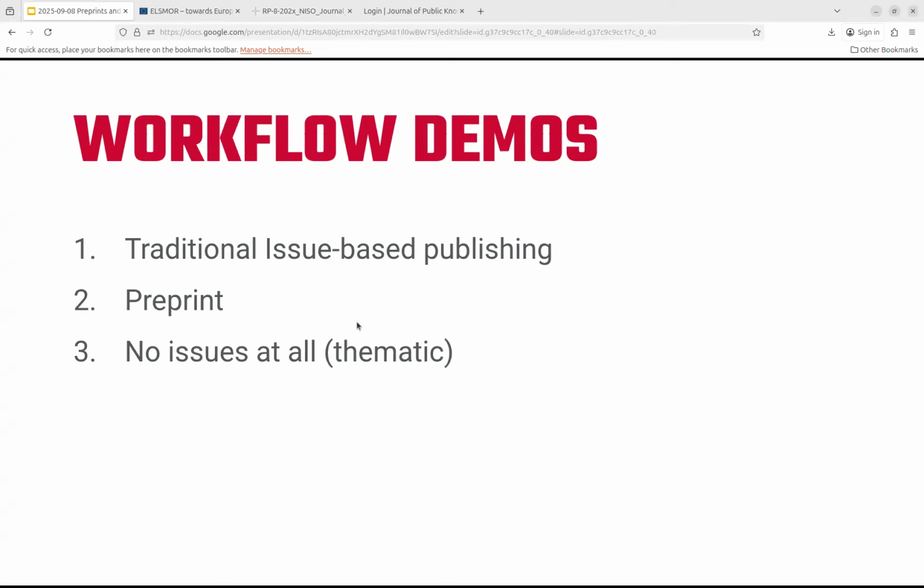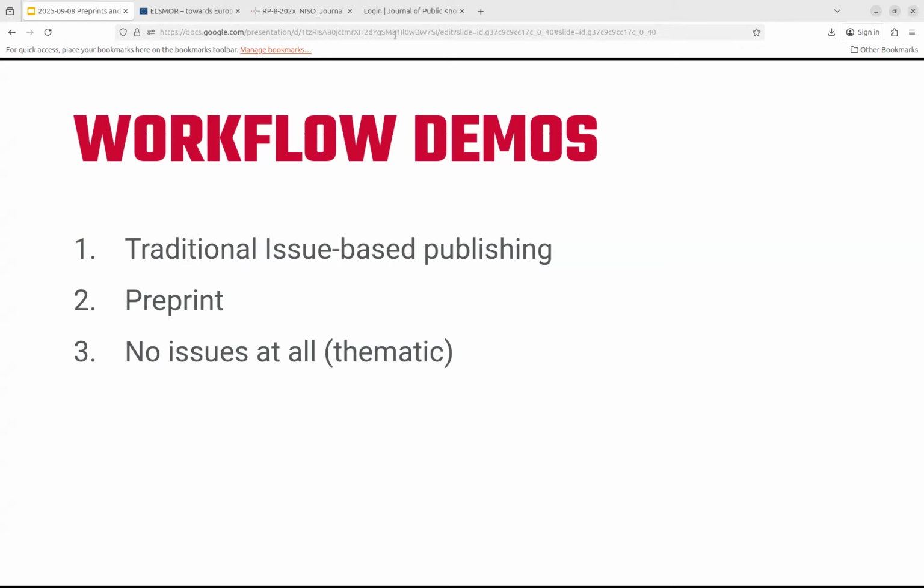The first demonstration is going to be a traditional issue-based publication process. What I want to do here is show you what OJS has always done, but show you how it looks in version 3.6, which has a number of small changes, and set the stage for us to step off that pathway into some new workflow pathways afterwards. So the first demo is traditional issue-based publication. The second is preprint-based publication. And the third is no issues at all, thematic-based publication.